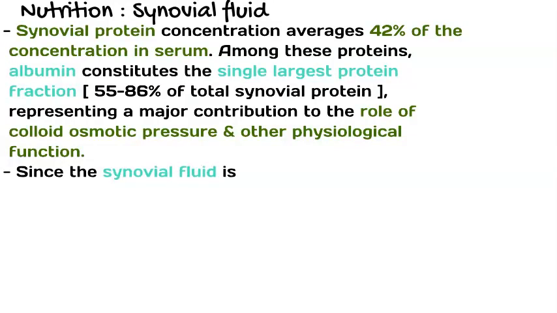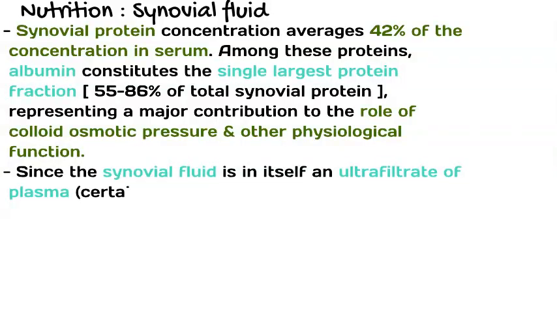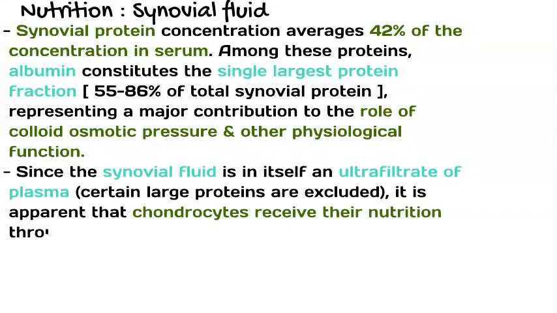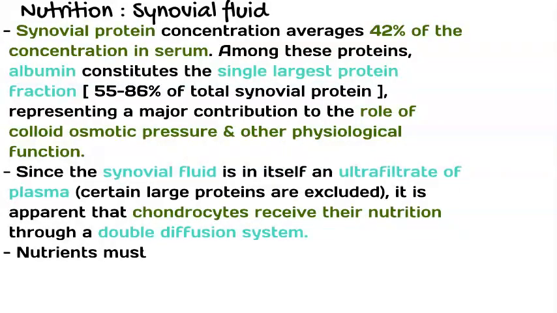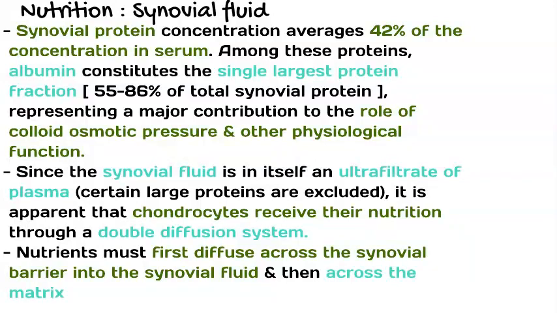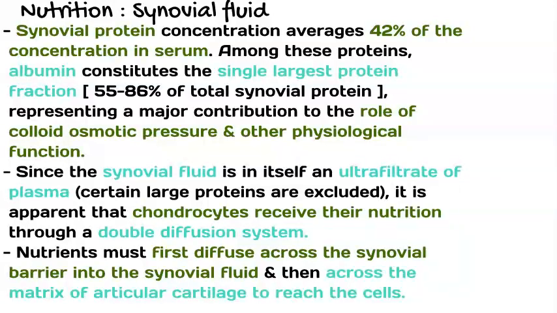Since the synovial fluid is in itself an ultrafiltrate of plasma, whereby certain large proteins are excluded, it is apparent that chondrocytes receive their nutrition through a double diffusion system. Nutrients must first diffuse across the synovial barrier into the synovial fluid and then across the matrix of articular cartilage to reach the cells.